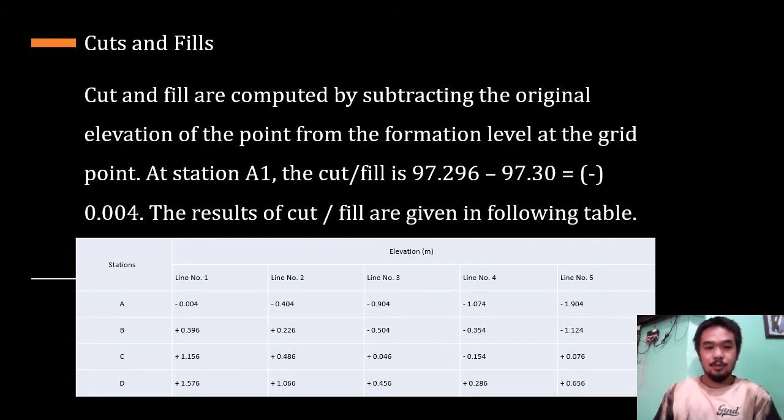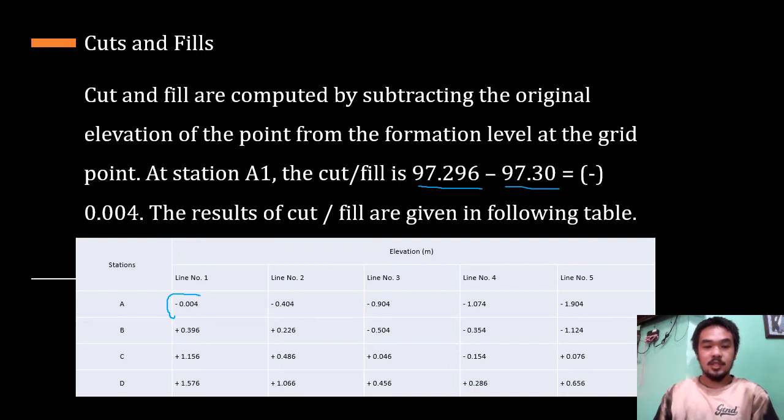So, for example, at station A1, the original elevation is 97.3. It is subtracted from the desired elevation, which is 97.296. So it equals negative 0.004. So these are the cut and fill values given in this table.